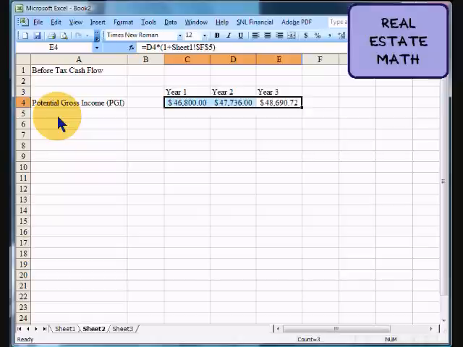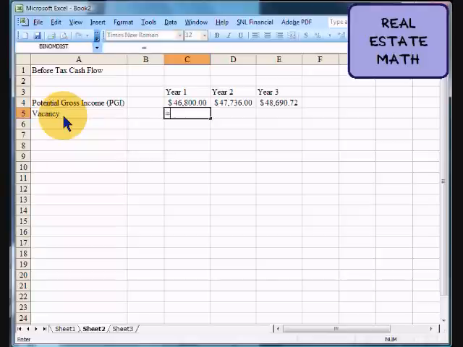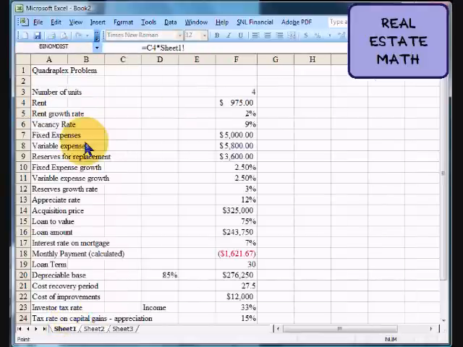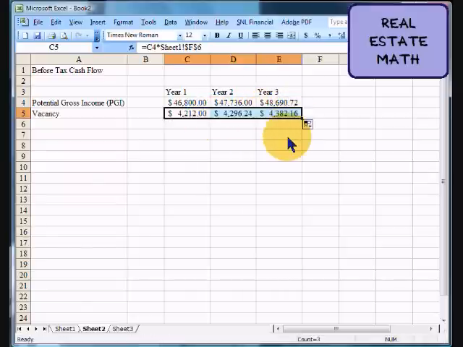So what would our vacancy be? Let's calculate what that would be. Our vacancy is going to be this value times our vacancy rate. Our vacancy rate was 9%, and I'm going to do that same trick again, hit F4, and it'll lock that value in so that when I drag this across, it gives me my vacancy cost. Now that's a negative value, which is what I would normally do.